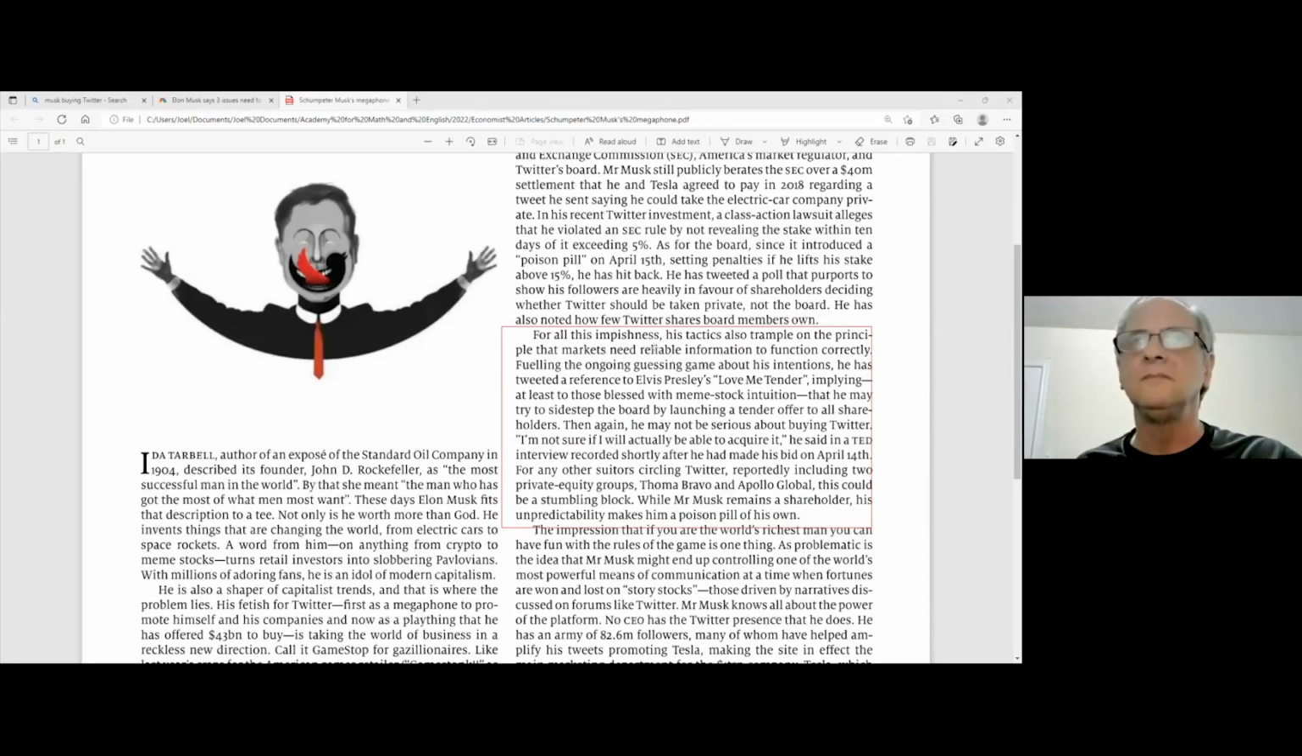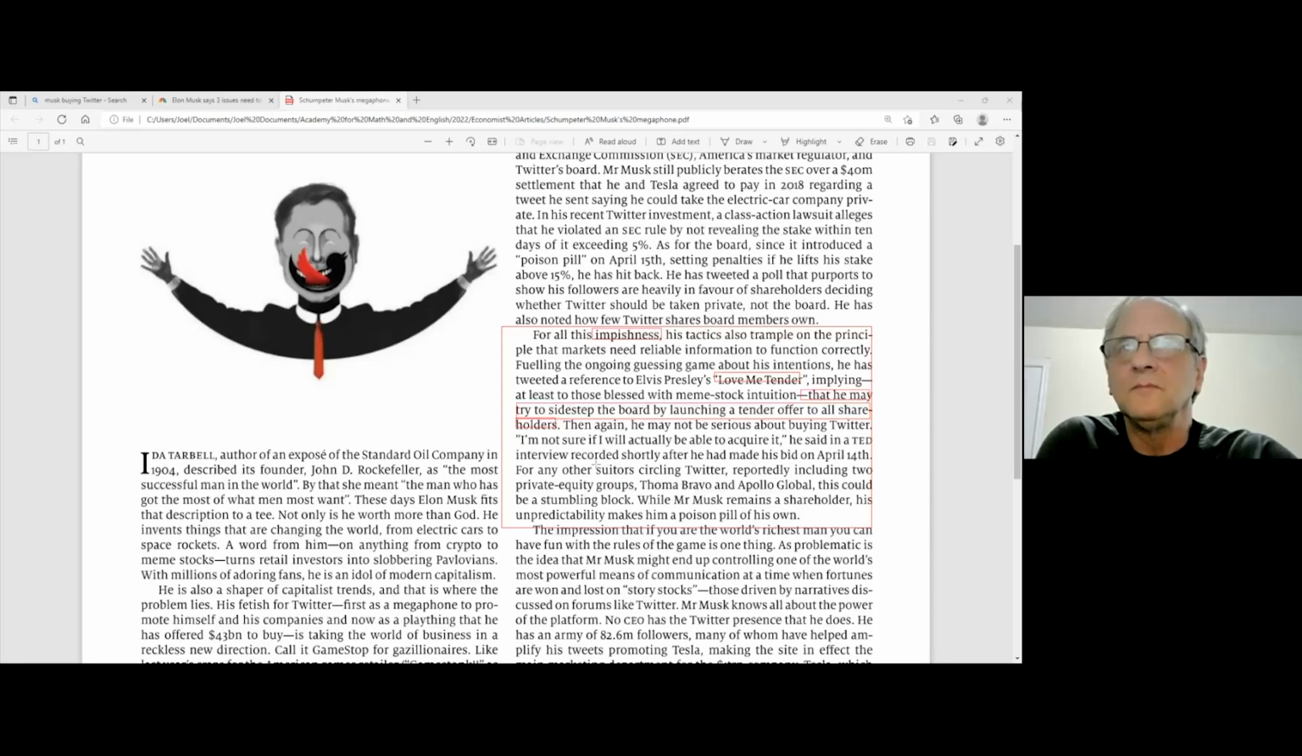So for all this impatience, his tactics also trample on the principle that markets need reliable information to function correctly, fueling the ongoing guessing game about his intentions. He tweeted a reference to Elvis Presley's Love Me Tender, implying, at least to those blessed with meme stock intuition, that he may try to sidestep the board by launching a tender offer to all shareholders. Then again, he may not be serious about buying Twitter. I'm not sure if I will actually be able to acquire it, he said in a TED interview, recorded shortly after he had made his bid on April 14th.